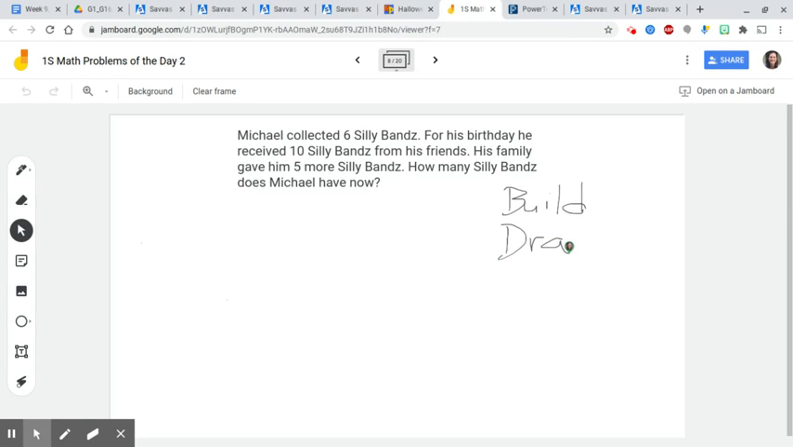So I'm going to think about what the problem is telling me again. It says Michael collected 6 silly bands. So I'm going to go ahead and draw 6. Okay, and remember I'm looking at the cubes that I already have, and I drew my cubes in rows of 5 because that always helps me. And then I know he got 10 more silly bands from his friends. So I'm going to add 10 more, and I'm going to keep going in my rows of 5.